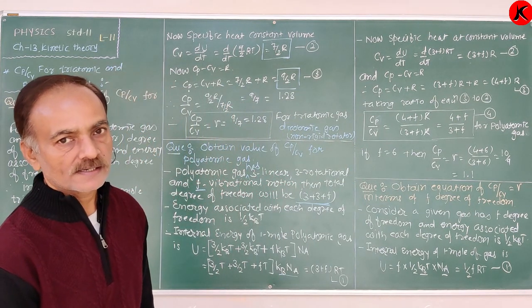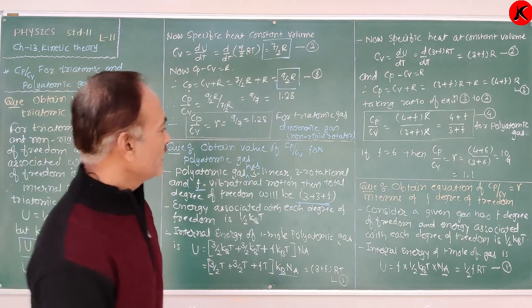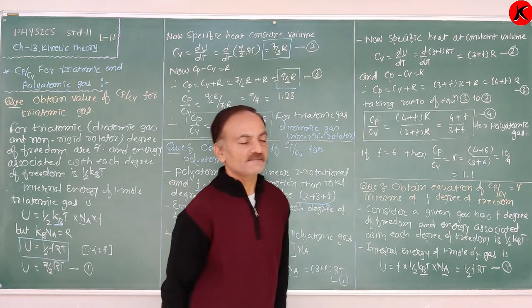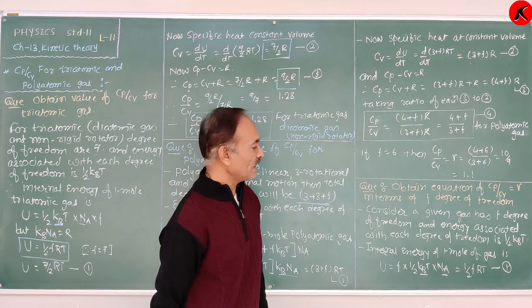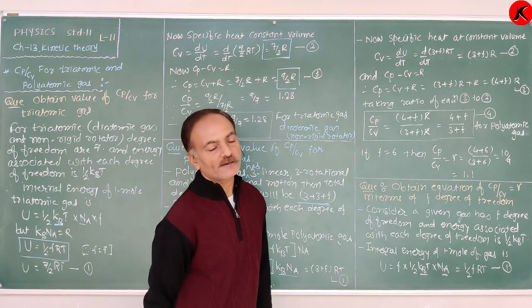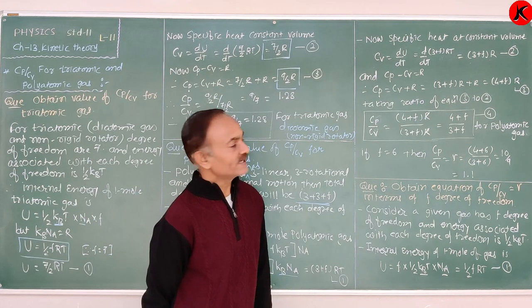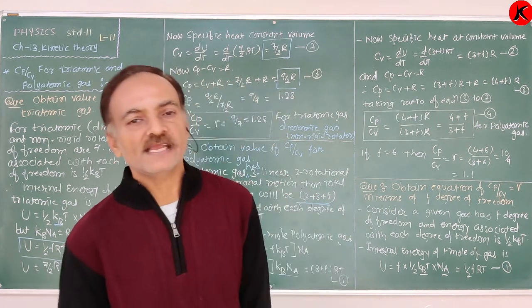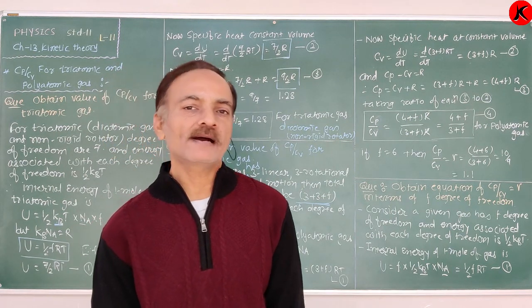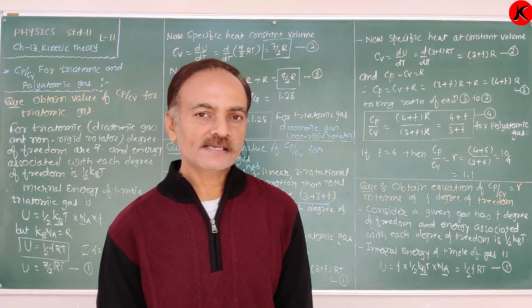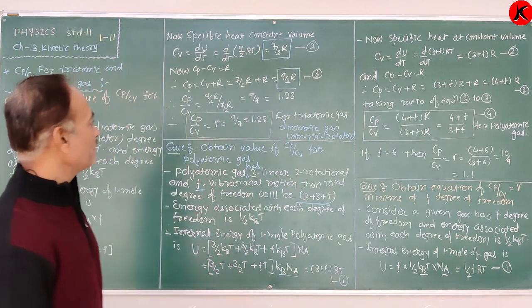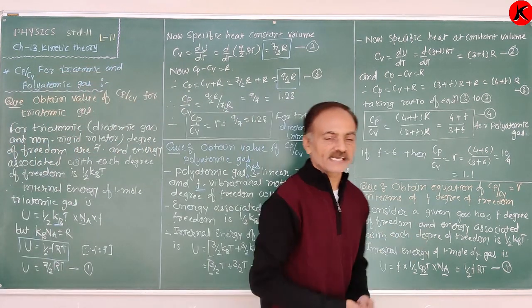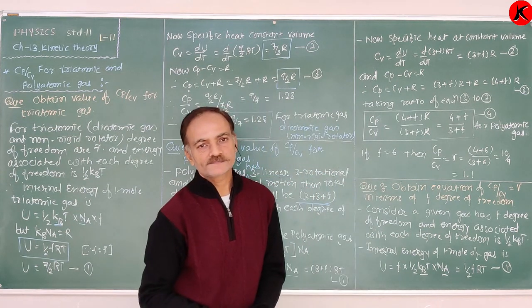1.1. Right? Okay. Now the next question. Obtain the equation of Cp upon Cv, that is gamma, in terms of the degree of freedom F. We are interested to obtain the general equation of Cp upon Cv in terms of the degree of freedom F. For that purpose, consider a given gas has the degrees of freedom F.